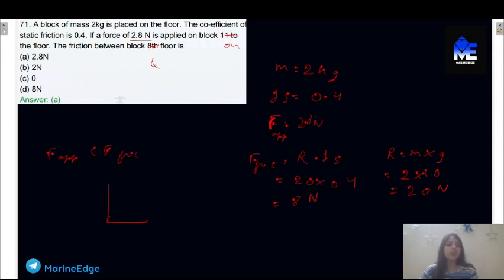Now, since the applied force is less than the limiting force of friction, what happens? Till we reach the limiting value, the friction force tries to balance out the applied force, right? So the force of friction will be equal to the force applied, correct? So your answer is option A.